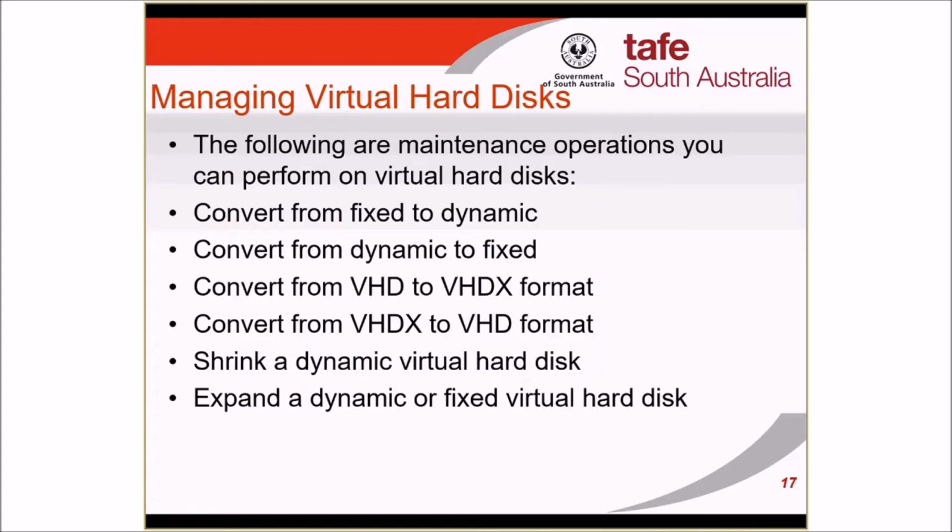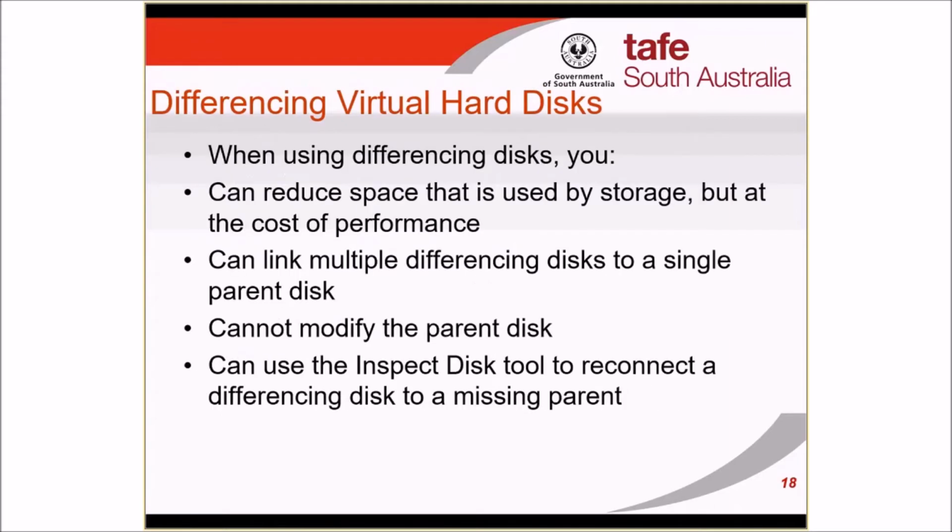Managing virtual disks. The following are maintenance operations you can perform on a virtual disk. You can convert a fixed disk to a dynamic disk or vice versa. So in Hyper-V, we can go back and forth between the two. We can convert a VHD to a VHDX or vice versa, so going from generation 1 to generation 2 or back. We can shrink a dynamic disk, or we can expand a dynamic disk. Okay, so not the fixed disk, but dynamic disk. Shrink means adjust it to be smaller, expand means adjust it and make it bigger.